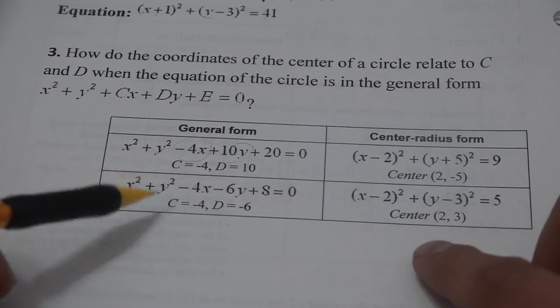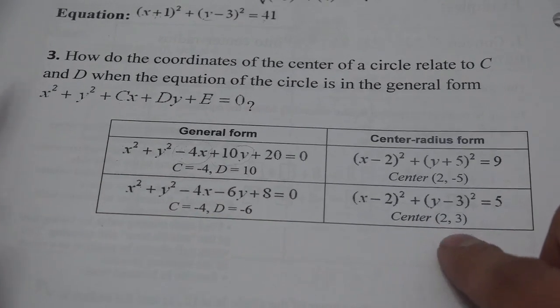Oh, okay, so the center. C is -4, D is -6. So common sense, 2, 3.